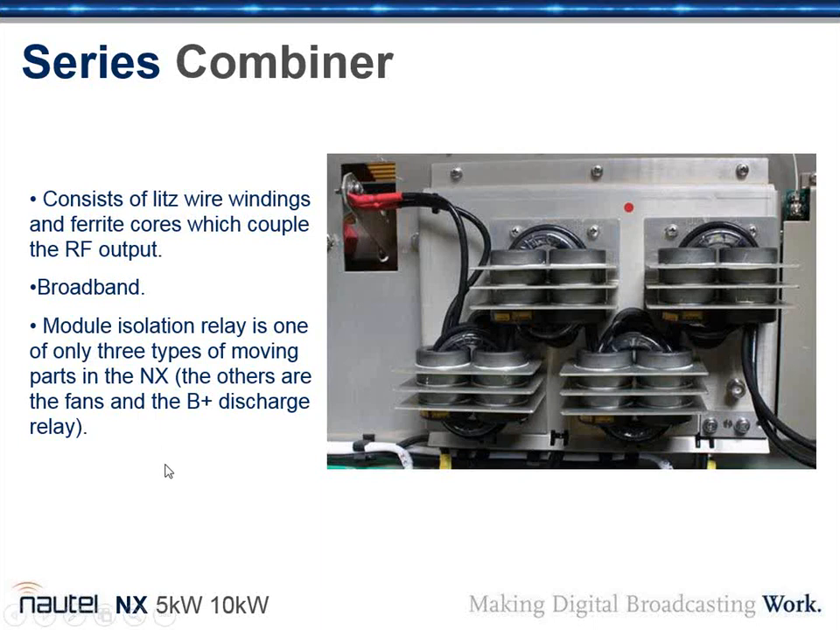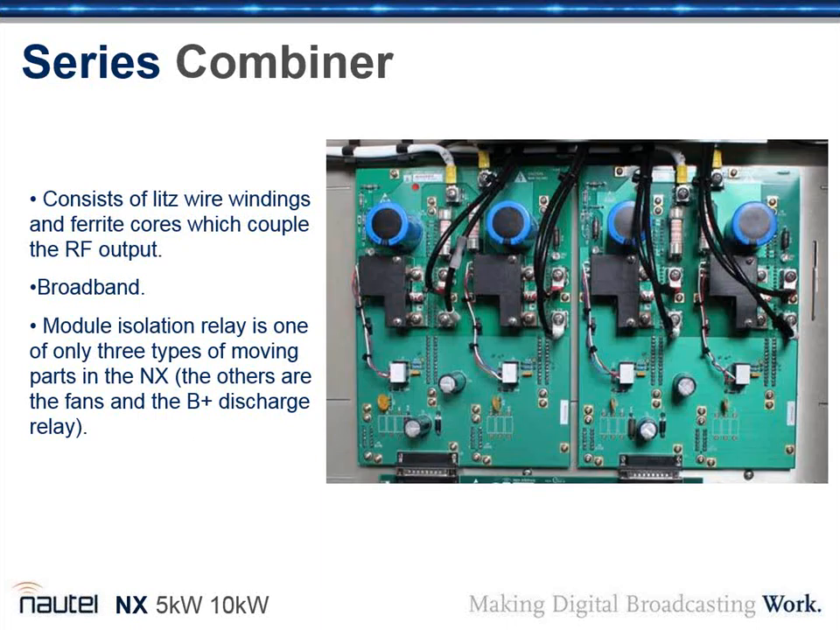Okay, and one of the things that I love is this module isolation relay. What allows the system to continue to work during hot swappability when you pull out a module is this module isolation relay. Exactly. And it's one of only 3 types of moving parts in the NX. The others are the fans and the B+ discharge relay. It's really kind of cool.